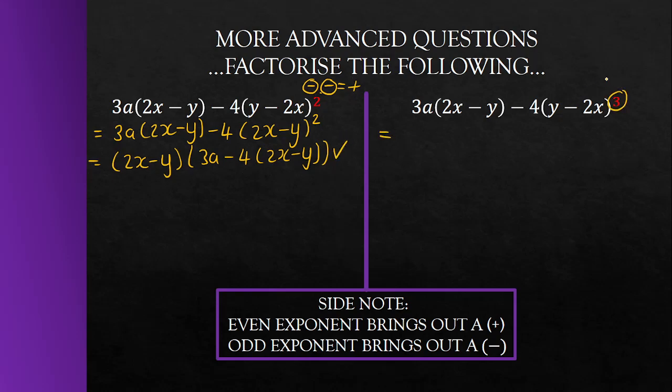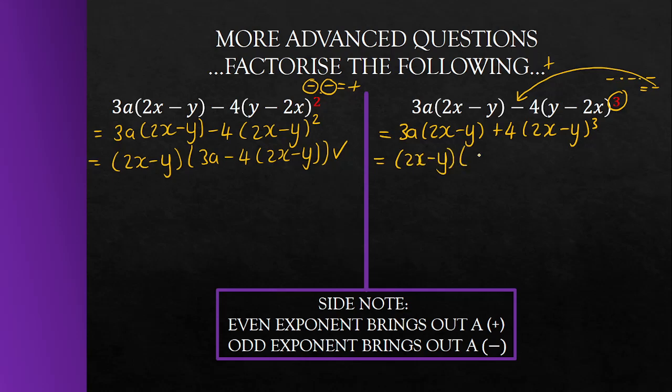Remember, cube, 3 negatives is going to be a negative. And now a negative times a negative, that's going to give me a positive. So it's 3a 2x minus y plus 4 2x minus y cubed. So I've got 2x minus y, and then whatever my leftovers were, and this bracket is still squared because I've taken out only 1 as the common factor.